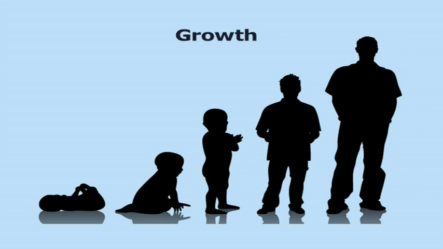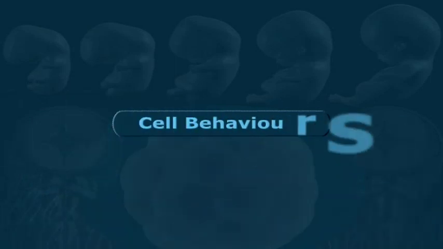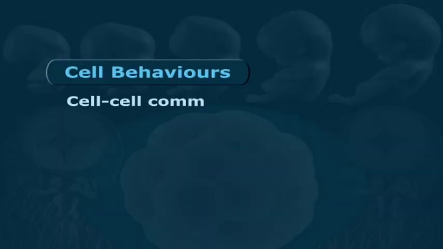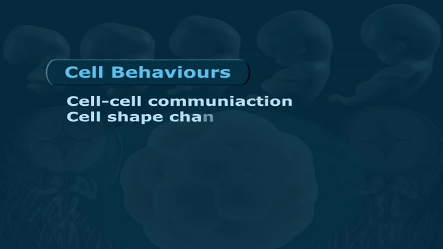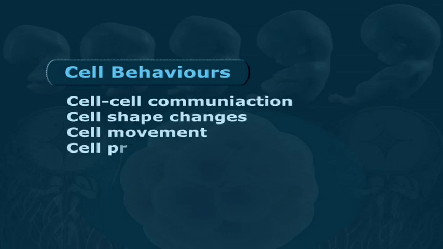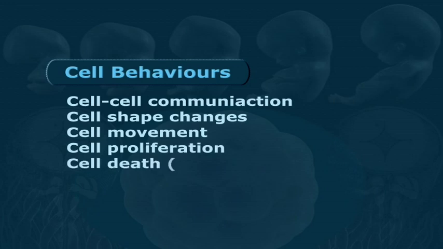Growth can be morphogenetic. Cell behaviors. Cell behavior is the key link between gene expression and development. In brief, it is gene activity that gives cell identity. It may be cell-cell communication, cell shape changes, cell movement, cell proliferation, or even cell death as seen in apoptosis.